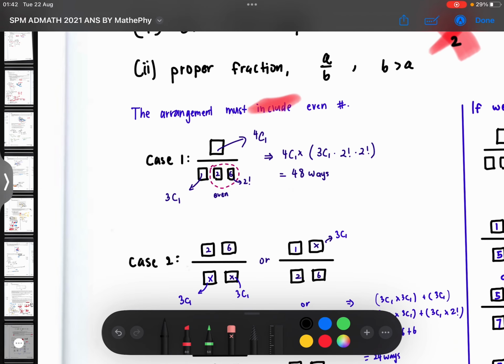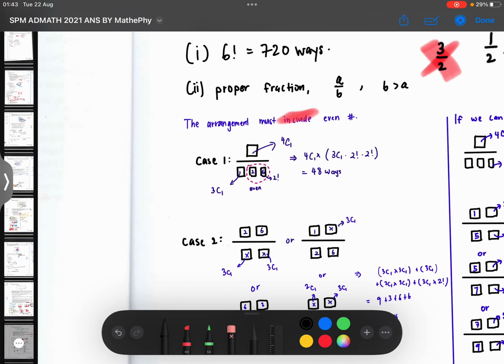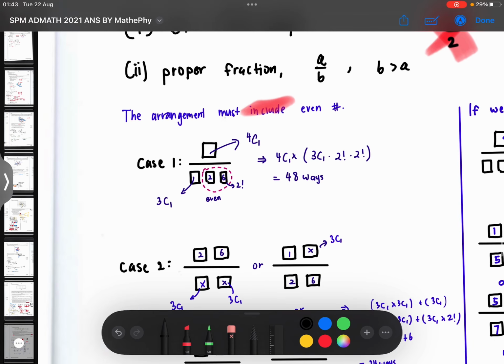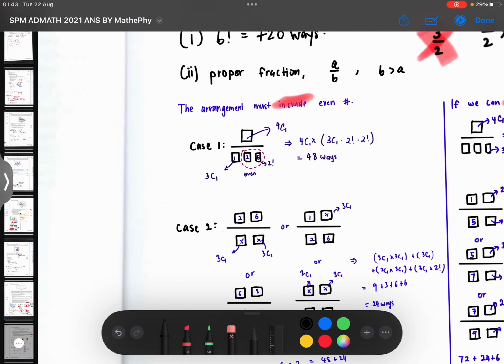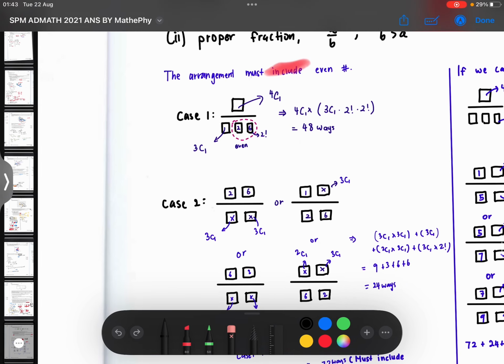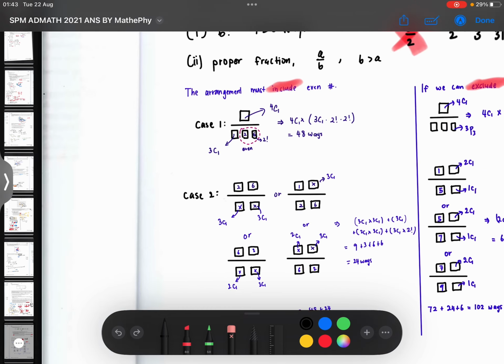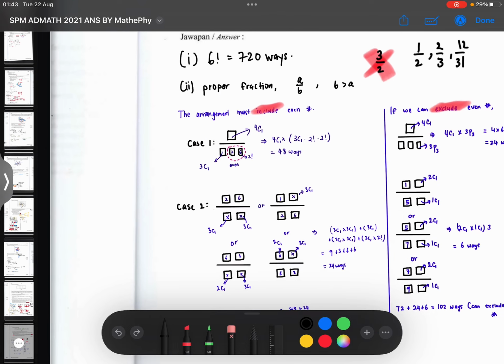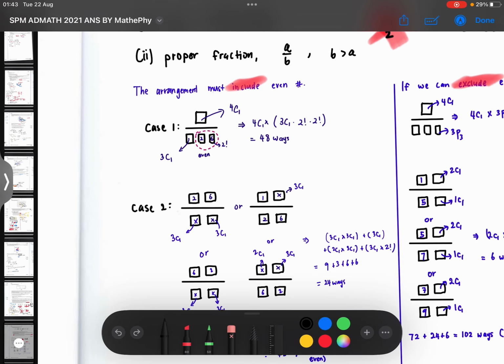Okay, so for the first consideration, the arrangement must include an even number. So case 1 is that we can have a fraction like this, and for the second case, you have 2 digits on top and bottom. So you can read along with my calculation.